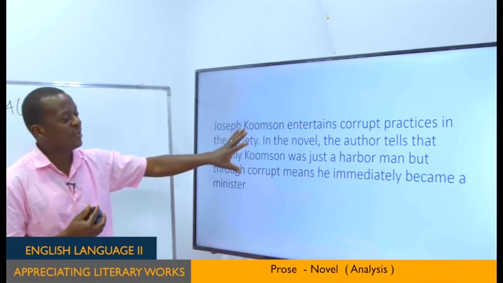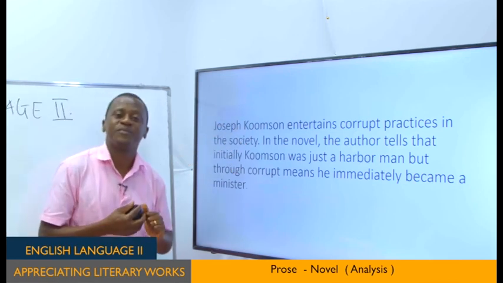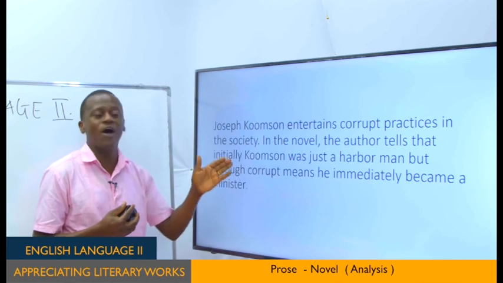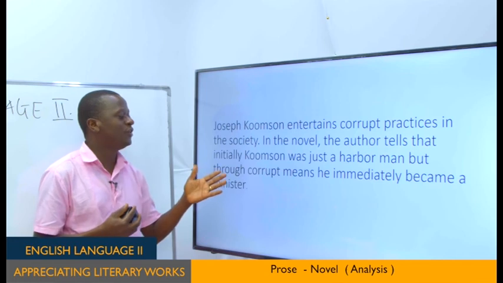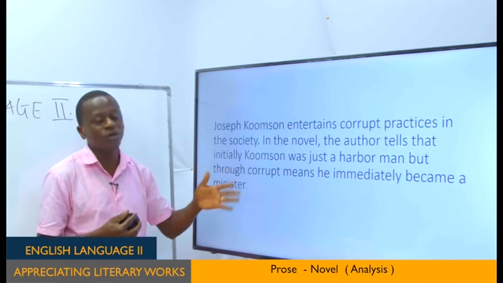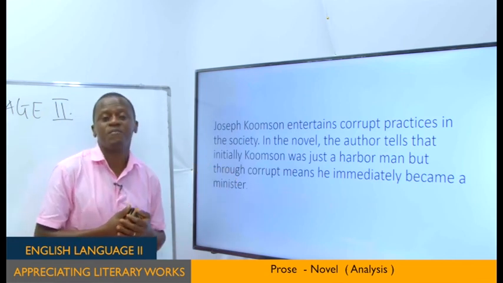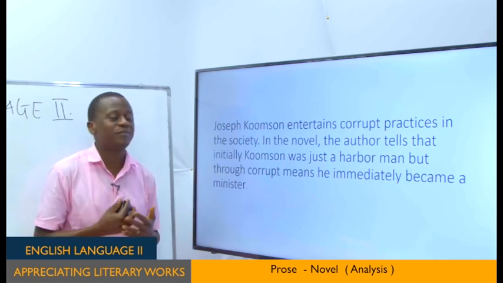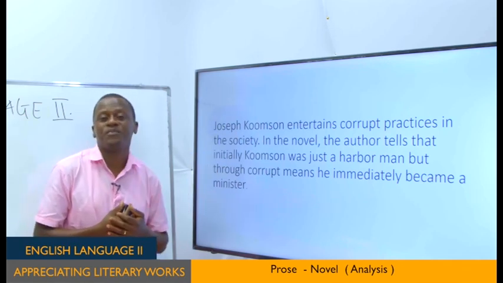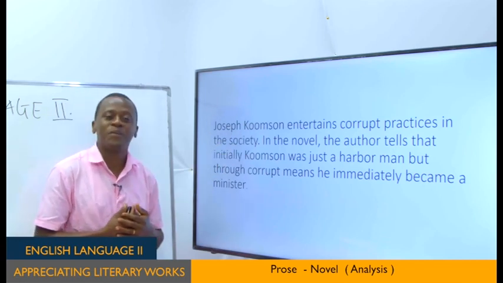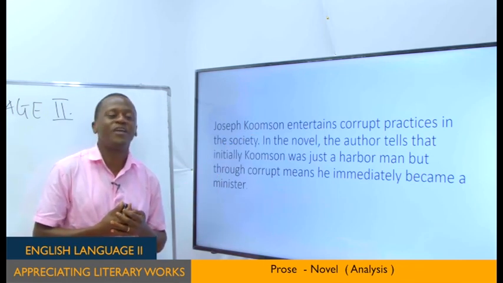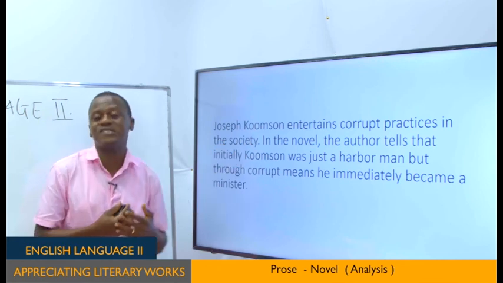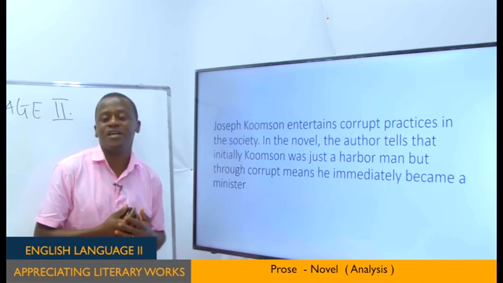Now, if you have such corrupt leaders in a society, then it is very hard to build a just society. Again, it is very hard to realize socio-economic and political development in the given nation. And again, such leaders have to be voted out during elections, or such corrupt leaders should be taken to the court of law and respond to the charges due to their corrupt deeds.